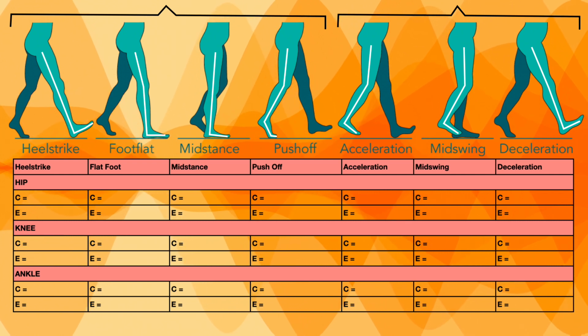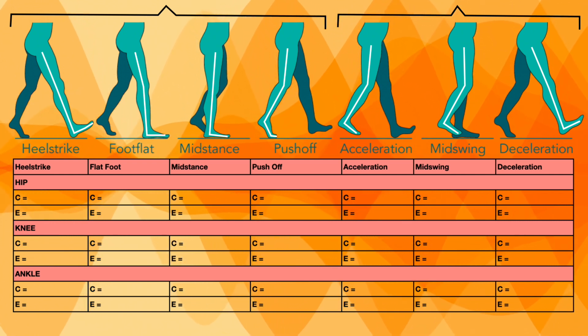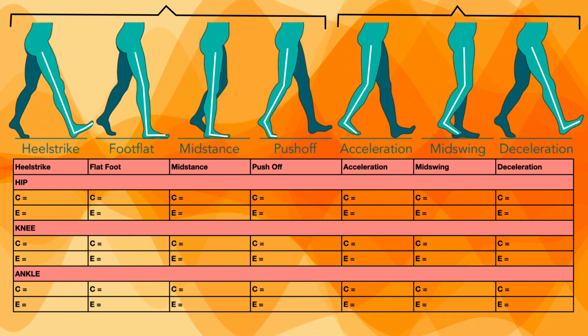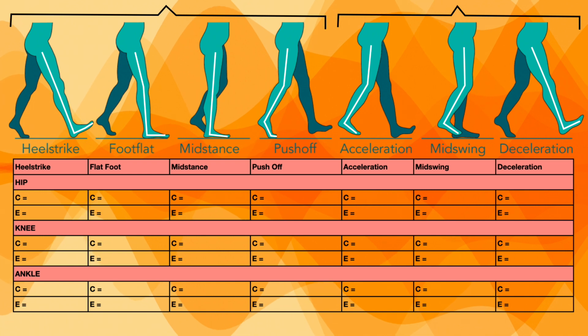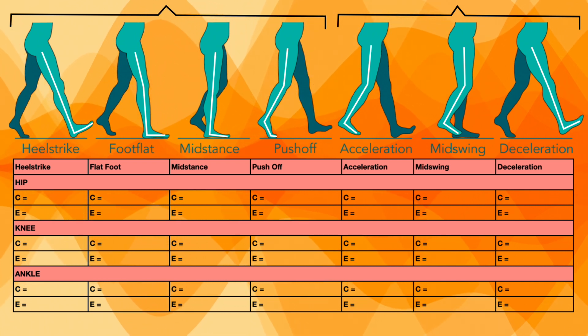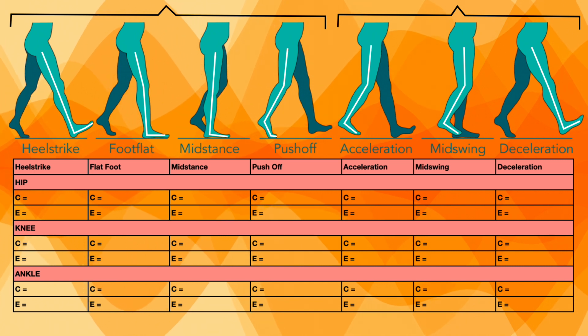during the gait cycle. We will specifically talk about which muscles are in concentric contraction, denoted by C, and which muscles are in eccentric contraction, denoted by E. We will talk one by one. We will start from the hip, then come to the knee and then to the ankle. So let's start with the hip.